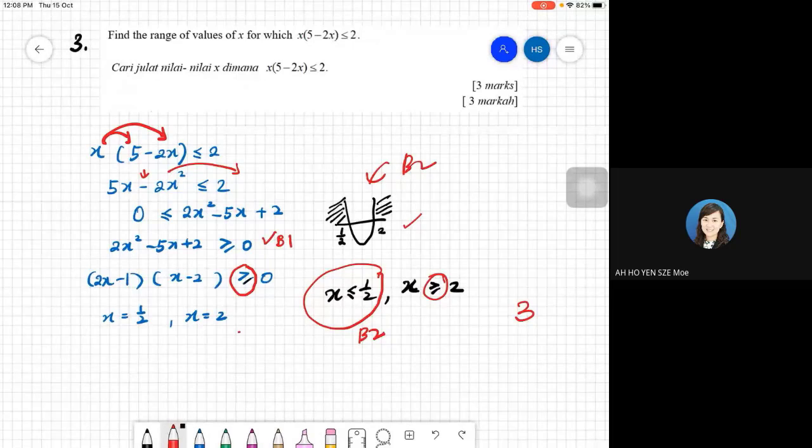So make sure you all draw it out. Then there are only 2 possible answers for the inequality. If it's not this, it will be like this. This one is inside, which means in between.